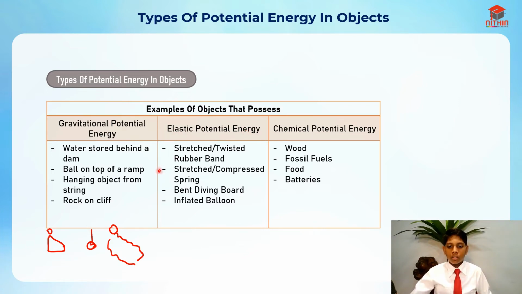A stretched or twisted rubber band, a stretched or compressed spring, a bent diving board, and an inflated balloon. I already explained the inflated balloon to you. All of these are examples of elastic potential energy. Next, chemical potential energy. These are the sources, like wood and fossil fuels. These two are the fuels part, because you can burn wood. Then food and batteries. I hope you understood this. Now let's move on.